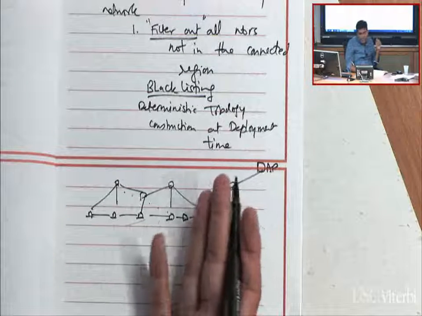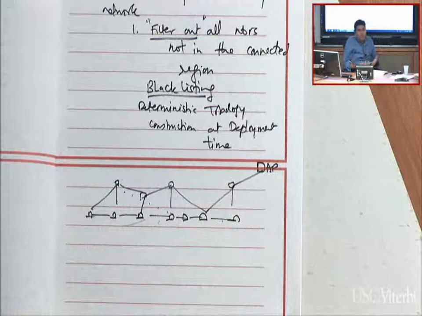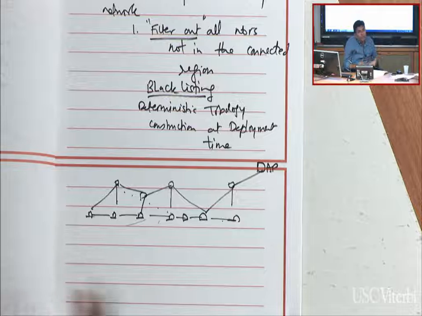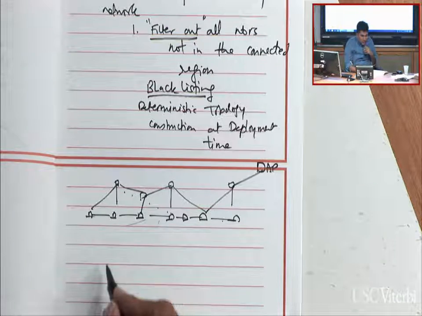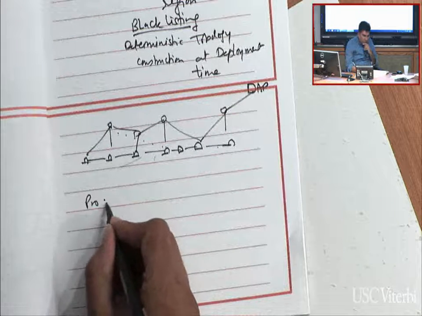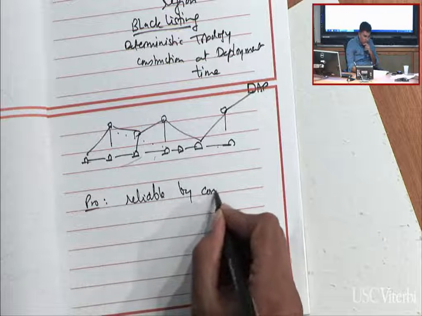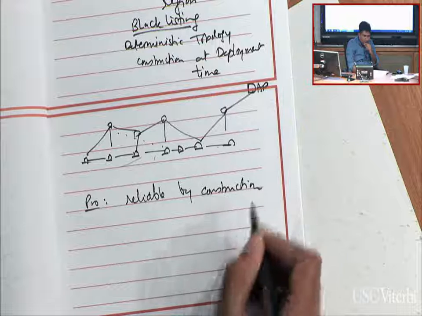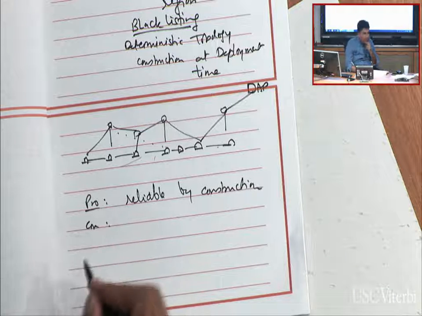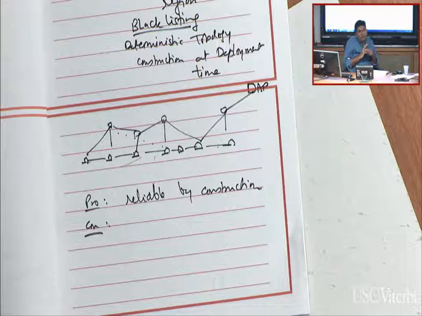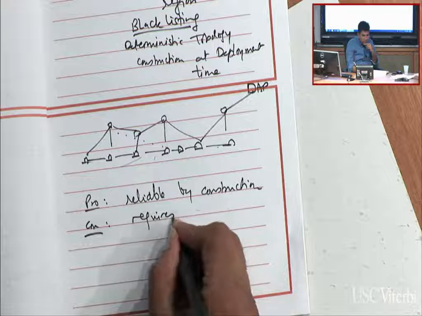It has a benefit. The benefit is you get a deterministic high quality topology. You're deploying it, you know what you get. So the pro is that it's reliable by construction. What might be a negative of this approach? When might it not be applicable? It requires a lot of nodes, right? So it requires high density.